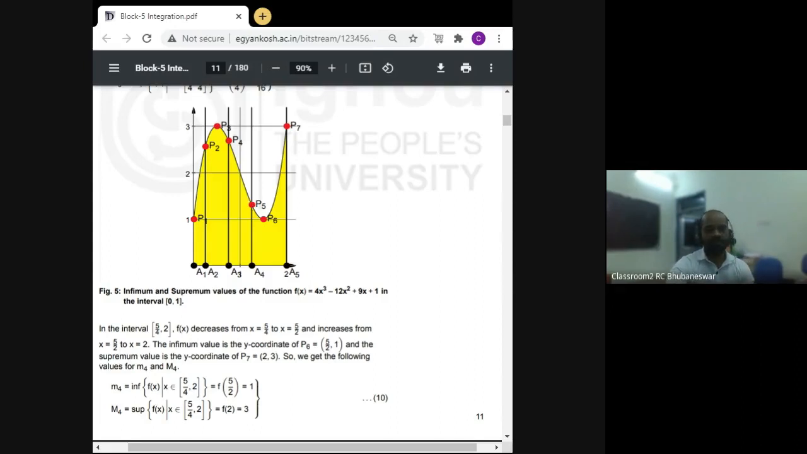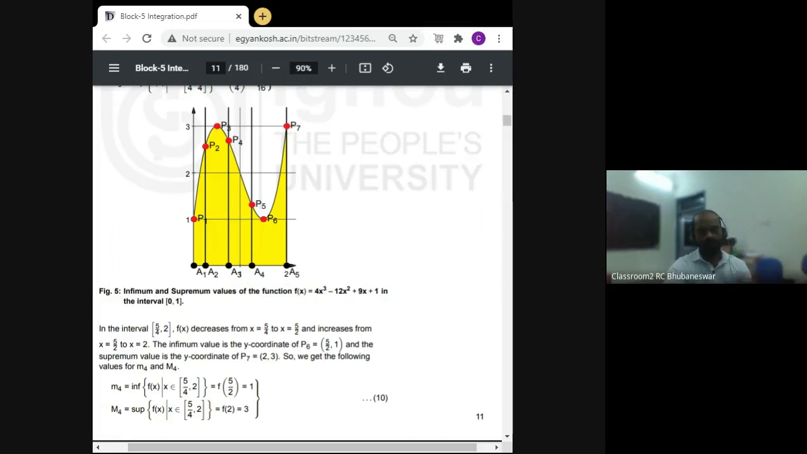So out of all these three values, P6 is the smallest one, the infimum value the function attains inside the interval between A4 to A5, that is 5/4 to 2. That's why we have to represent it like that: small m4, the infimum of the function in the interval between 5/4 and 2, is attained in between the interval 5/4 and 2. So that value is 5/2.